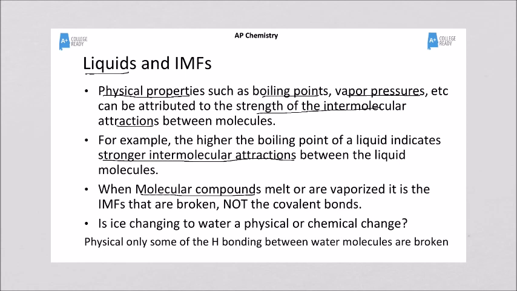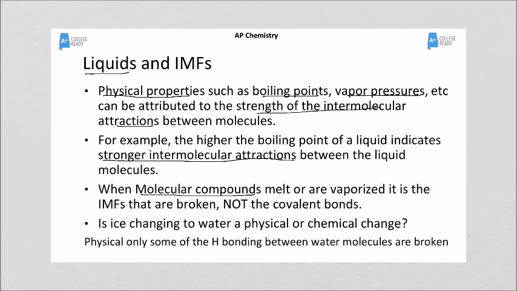Okay, so when we say melting or vaporizing, we're talking about a state change. So if you think about water or ice melting, we still have water molecules. They're just in a different form, different state. If we vaporize water, like boil it, then we have steam, which is, they're still water molecules, but they're just separated.